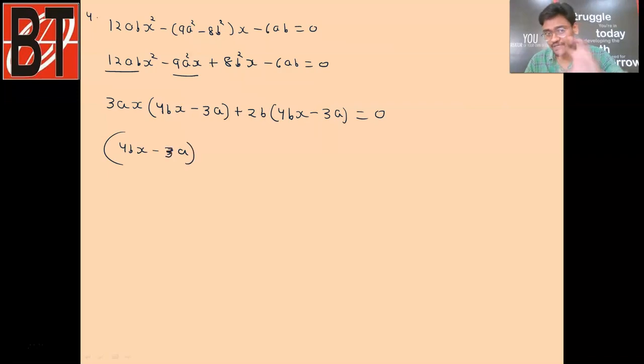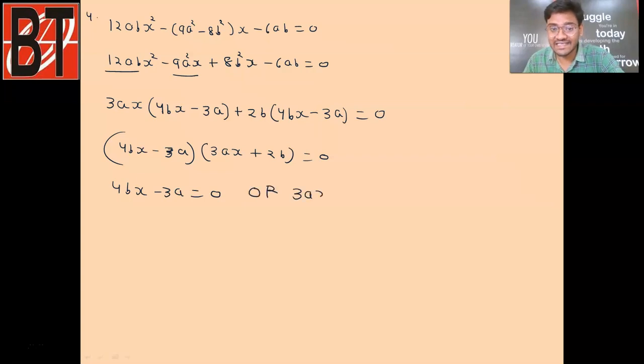So students, from here we can take this (4bx minus 3a) complete common. This complete bracket is common out of the two terms, and we will have (3ax plus 2b). So yes, factorization is complete. Now for getting the values we have to equate the two factors to 0. So either 4bx minus 3a is equal to 0 or 3ax plus 2b is equal to 0.